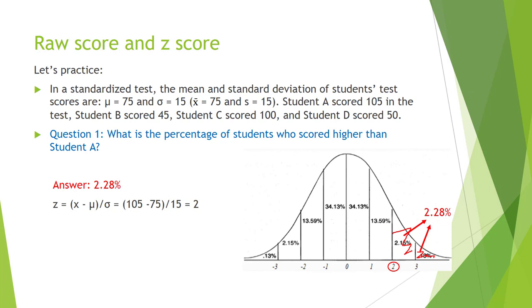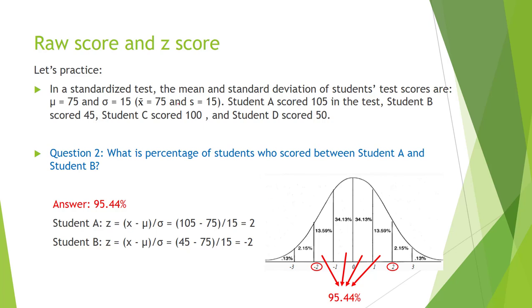Let's do one more practice. You have student A and B. Student A scored 105. Student B scored 45. Let's convert these two raw scores, 105 and 45, into z-scores, so it's easy to calculate. You plug in the numbers, and you will find student A is 2 standard deviations above the mean. Student B is 2 standard deviations below the mean because it's negative.